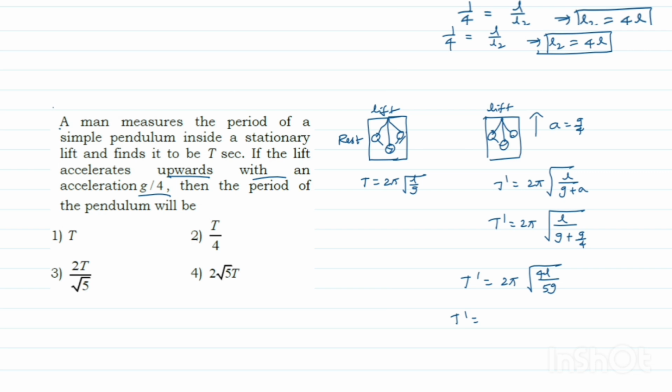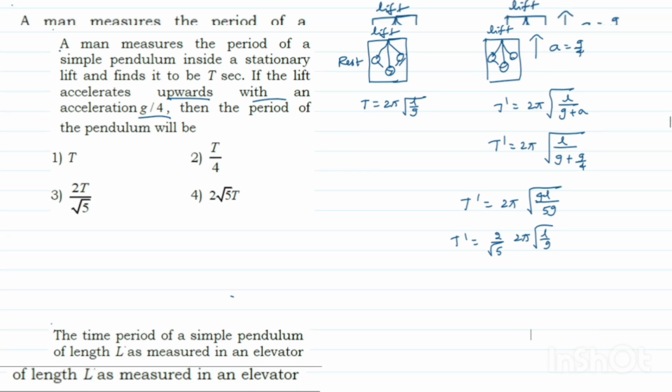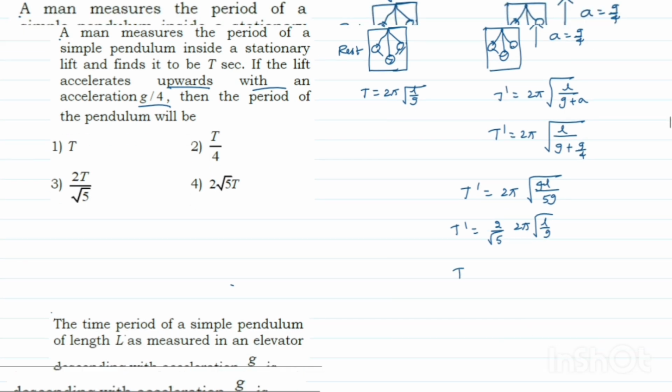Now T dash equals, here root 4 is nothing but 2, and root 5 also you can take outside, which is nothing but 2 pi into root over L by g. The new time period value will be T dash equals 2 by root 5 into the initial time period T. So here 2T by root 5 is the correct answer.